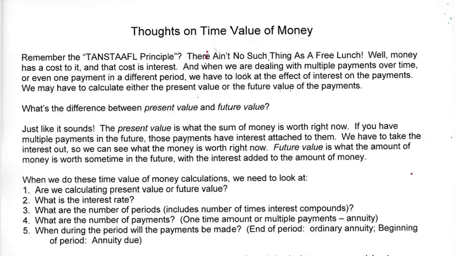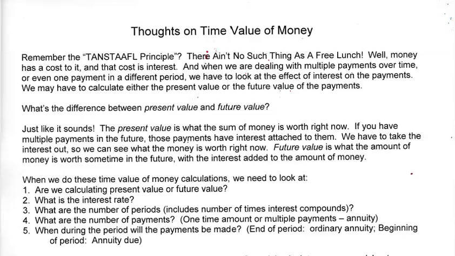Then we look at the interest rate, because that's going to, of course, impact the value of the money. Then the number of periods and how often it compounds. We'll look at that. The number of payments. Is it a one-time payment or is it multiple payments? Usually we call one-time payments lump sum payments, but they're one-time payments. Multiple payments are called annuities.